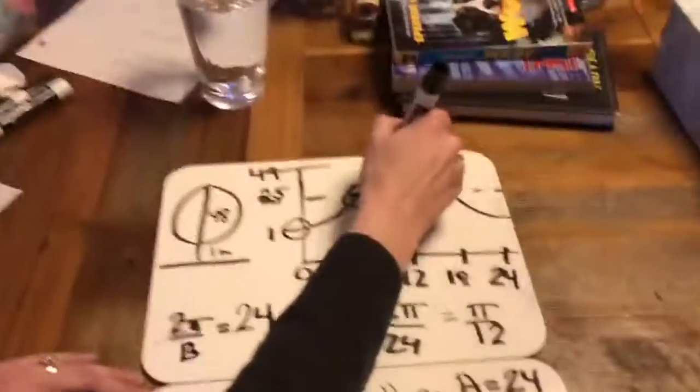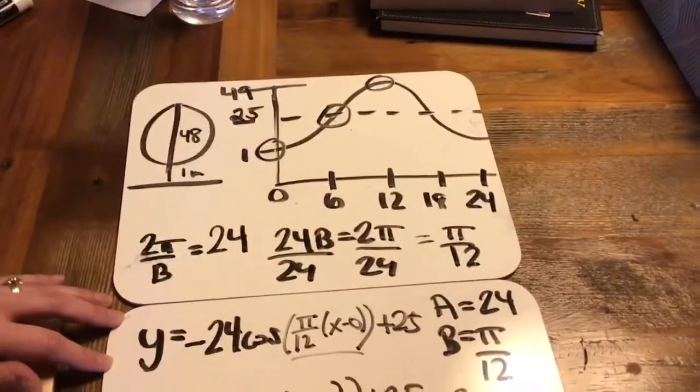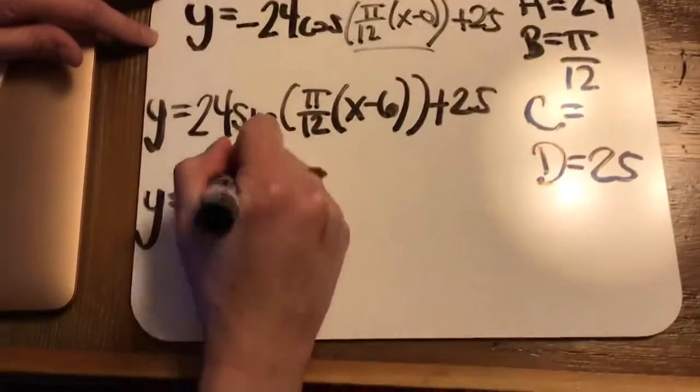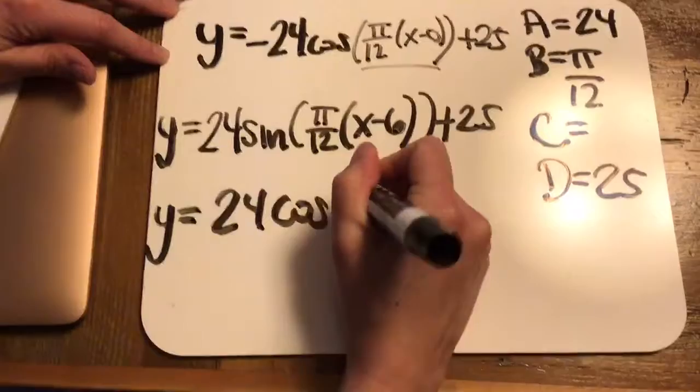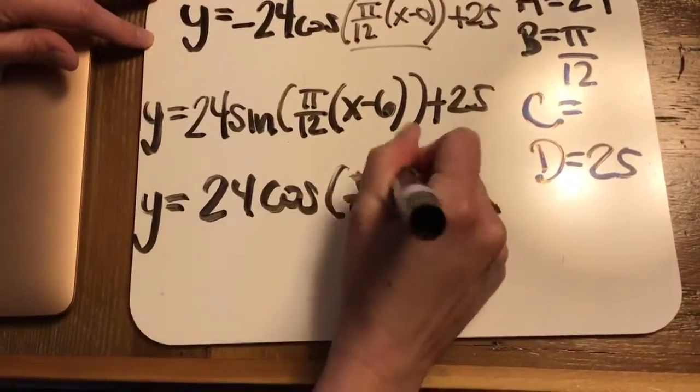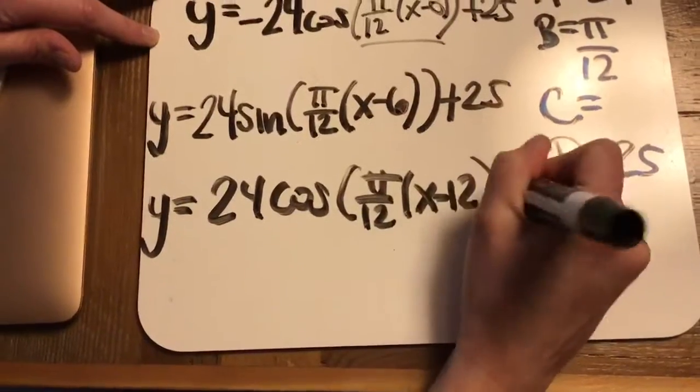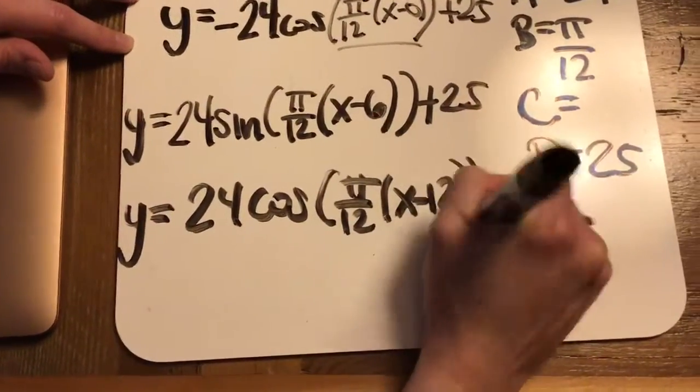I could also use this one. That one is a maximum, which means I'm going to use cosine, and it's going to be a positive cosine. So y equals 24 cosine pi over 12 x minus 12, plus 25, okay?